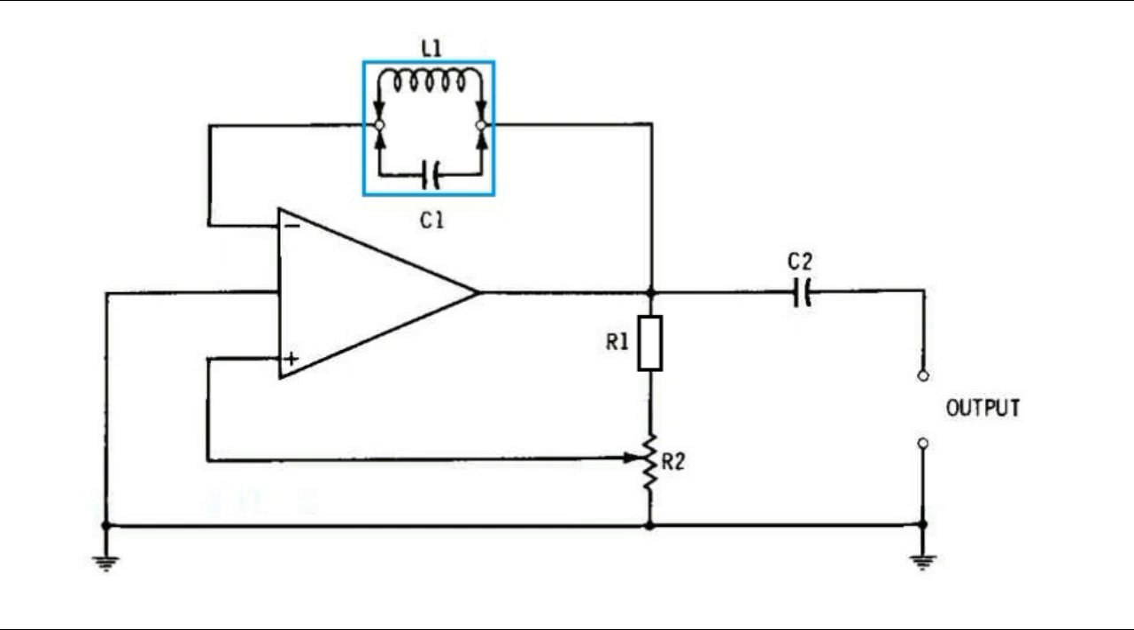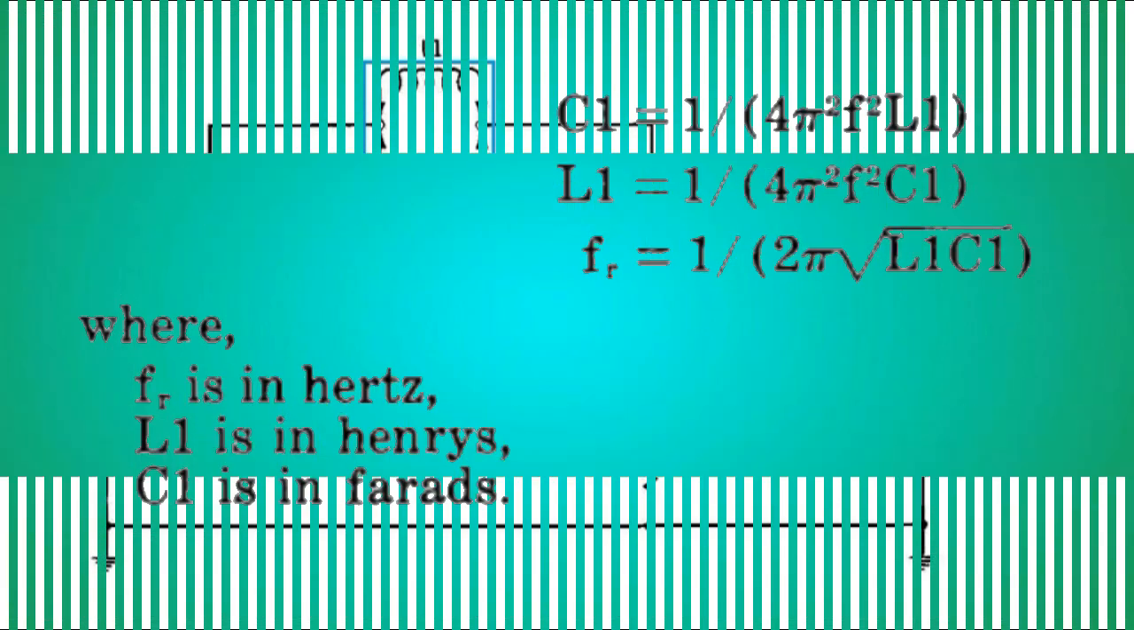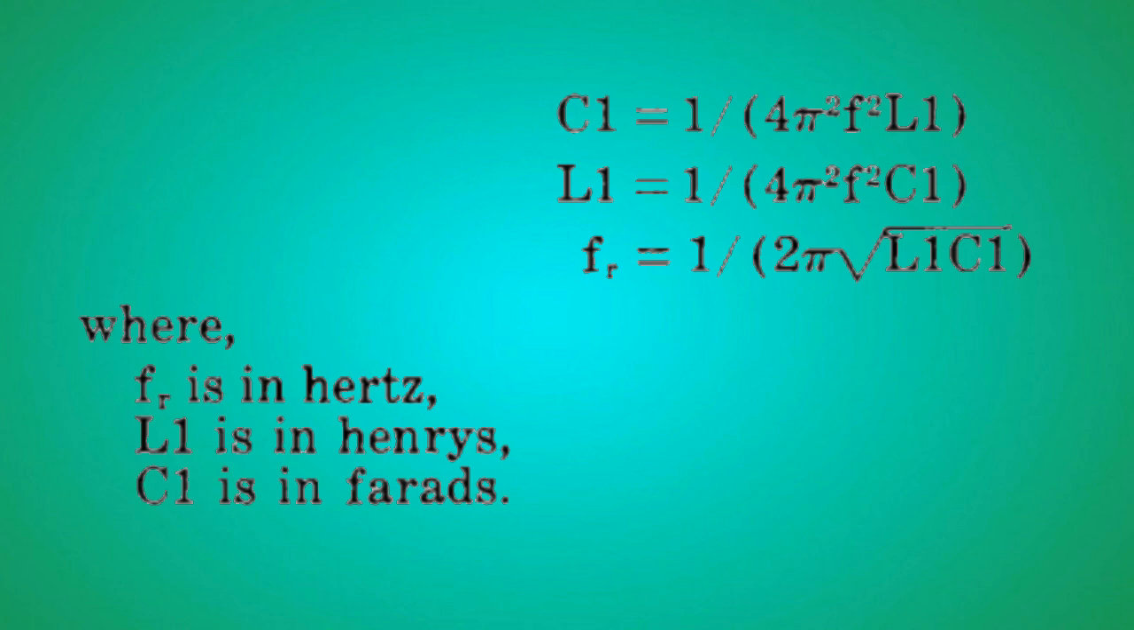The positive feedback, provided by the resistors R1 and R2, which are configured like a signal voltage divider, subsequently enables the op-amp to oscillate at frequency FR. The parameters in this circuit can be calculated using the given formulas.